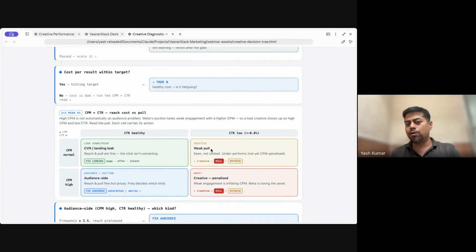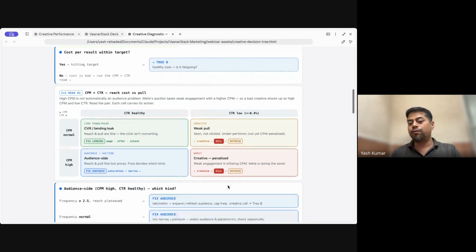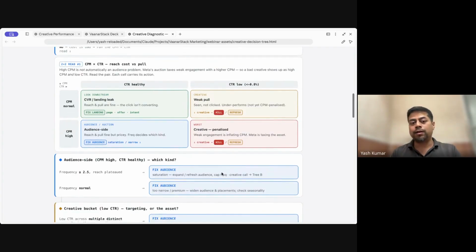If your CTR is low, the creative is weak. And depending on the further analysis, we will either decide to kill it or refresh it. If, let's say, CPM is high, then on the audience side we need to fix whether saturation is a problem or is it narrow, right? And if, let's say, both are wrong, then we definitely need to kill or refresh based on further analysis. Now, what is that further analysis?